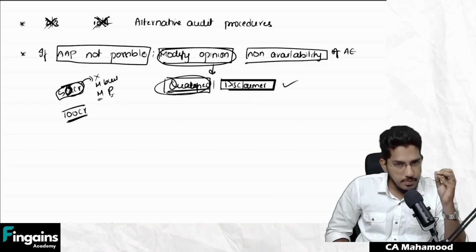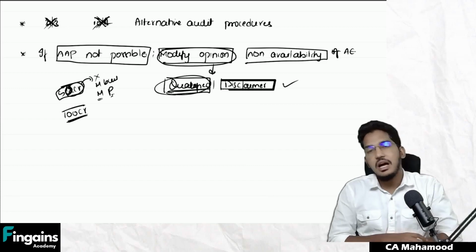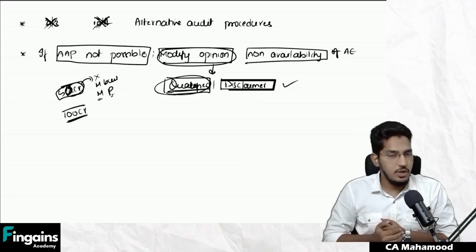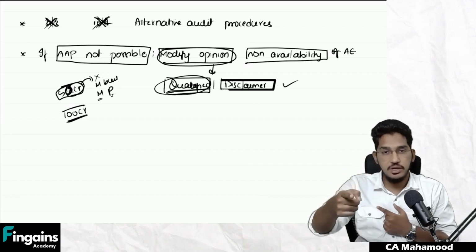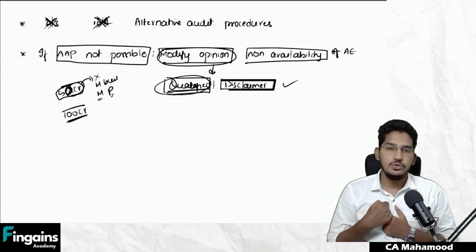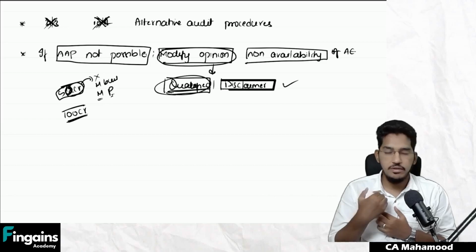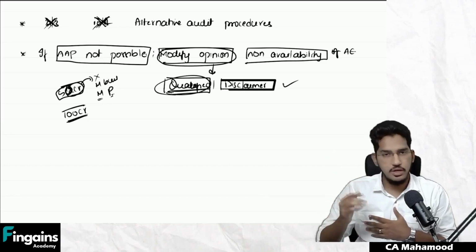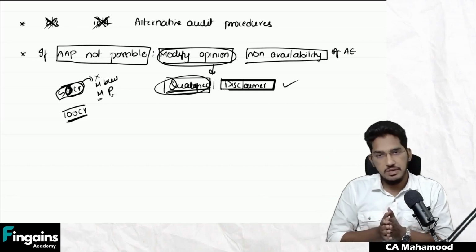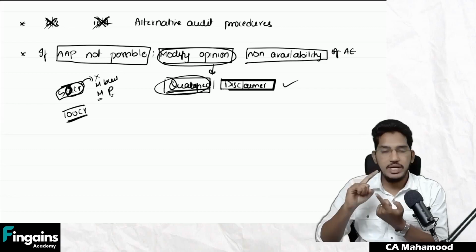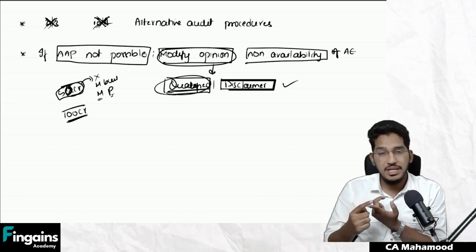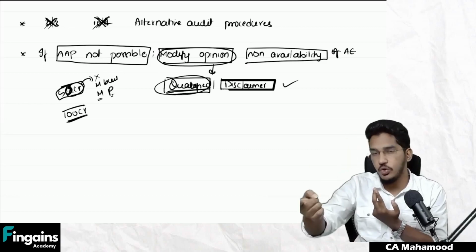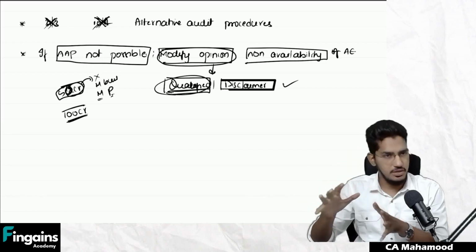Sometimes what will happen is management will do inventory counting. They will inform the auditor, but the auditor is unable to attend that management's inventory counting process. Then what the standard is saying, if you are unable to attend management's inventory counting process, you should do the verification on your own. You should do the inventory counting on your own on some alternative date. Sometimes you will not be able to attend management's inventory counting, and you will also not be able to attend inventory verification on your own because of some impracticable reasons.